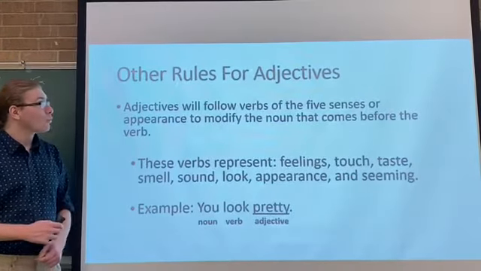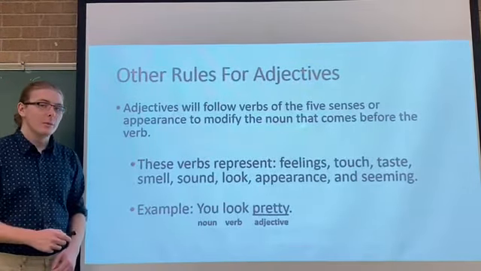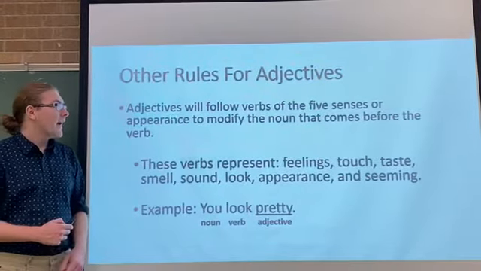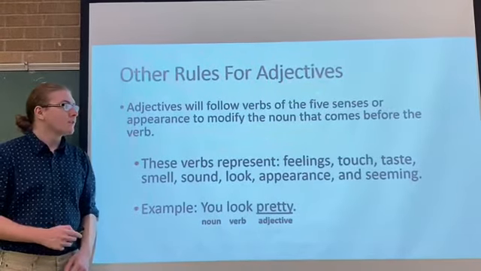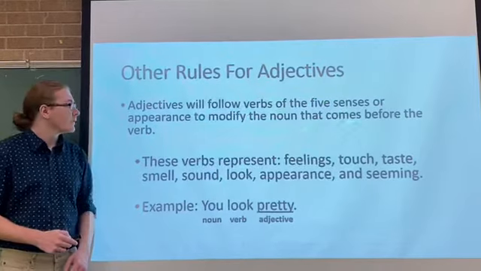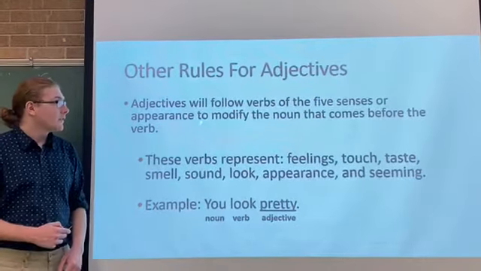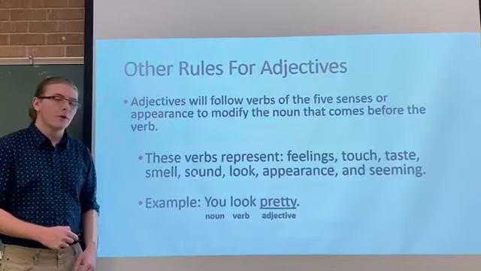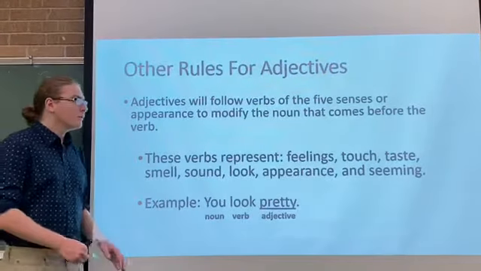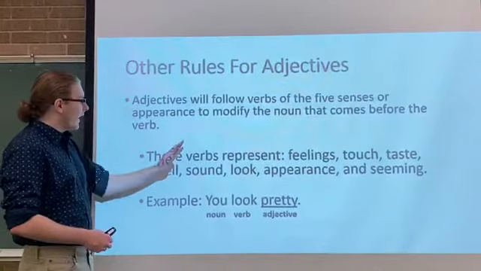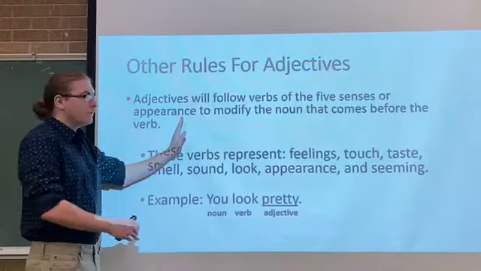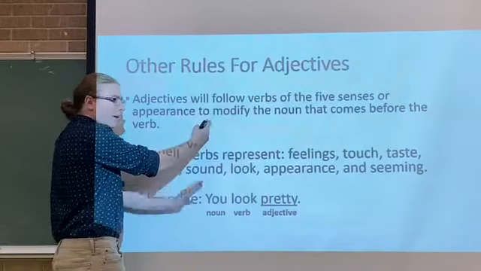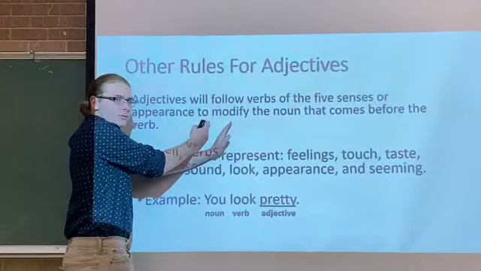Another important rule for adjectives to remember is that adjectives will follow verbs of the 5 senses or appearance. They will modify the noun that comes before the verb. So, for visual to see, we have our noun, our verb, and then our adjective.